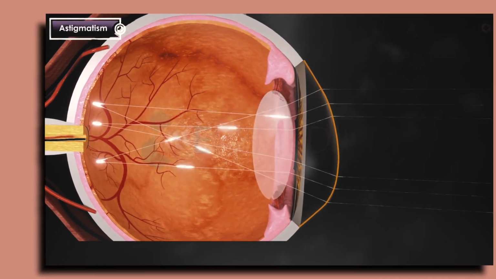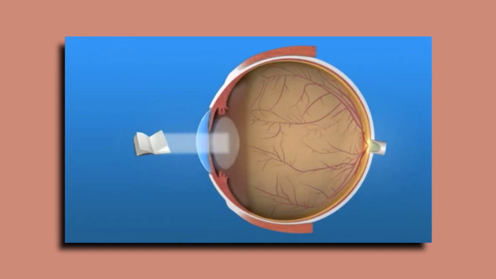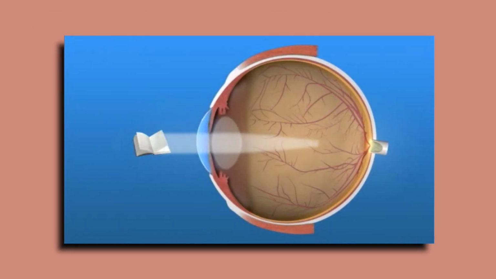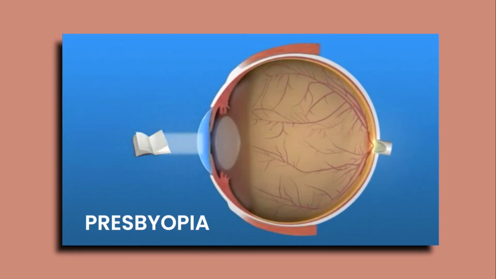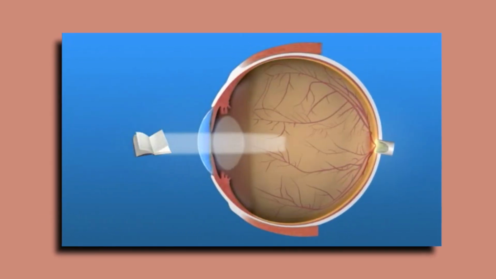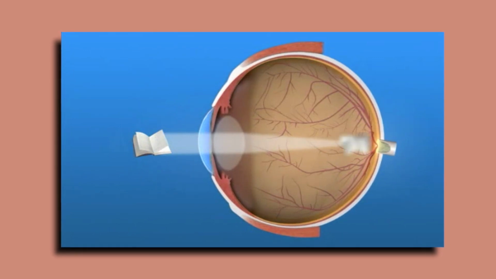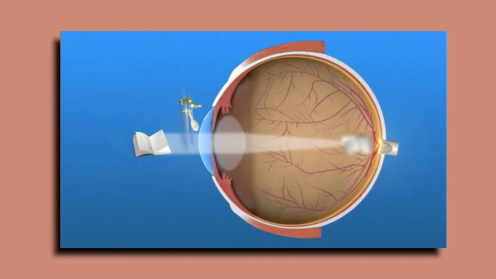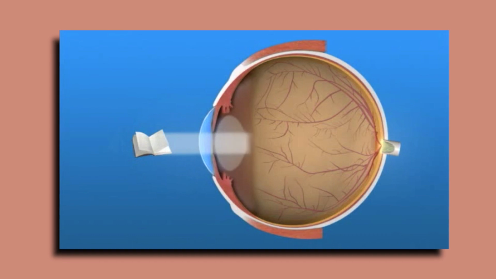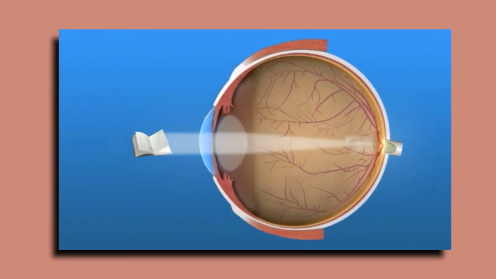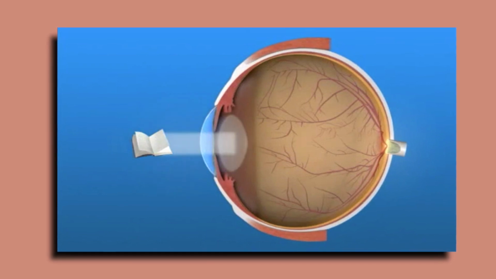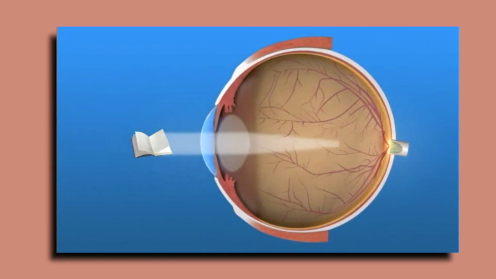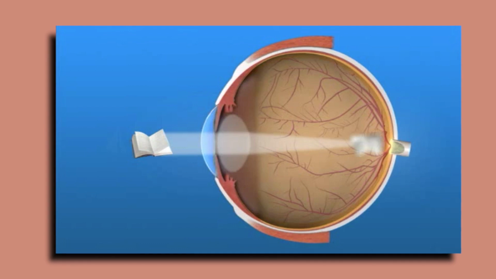Now let us look at another condition of the eye called presbyopia. Presbyopia is one of the errors of refraction that makes it hard for middle-aged or older adults to see things up close. Presbyopia is a normal part of aging. That is what I said.